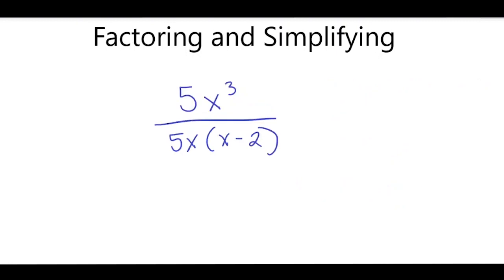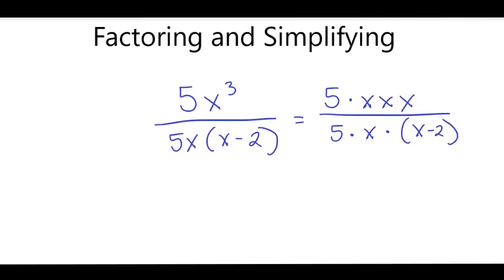Well, here I have 5x to the third over 5x times x minus 2. Now, if I write out my prime factorization, this is going to be 5 times x times x times x over 5 times x minus 2. All right? So x minus 2 is a factor. Remember that. So let's look for what I can cancel on the top and the bottom. I can cross off those 5's and those x's.